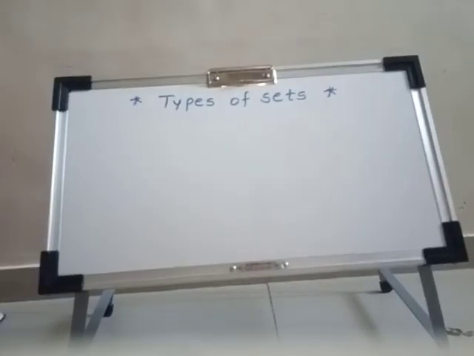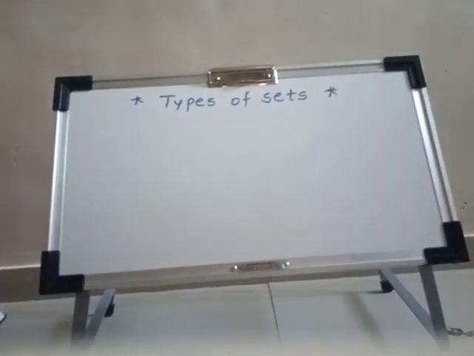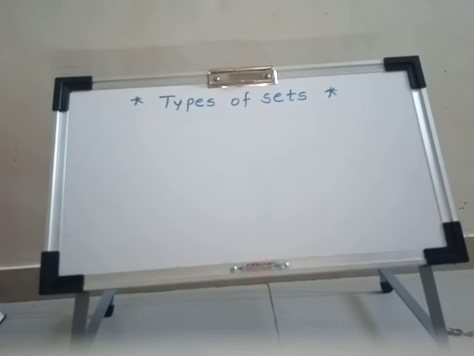In the previous lecture we saw how to write a set, using the listing method and the rule method. In the next lecture we will see the Venn diagram. Practice set 1.2, 1.3.